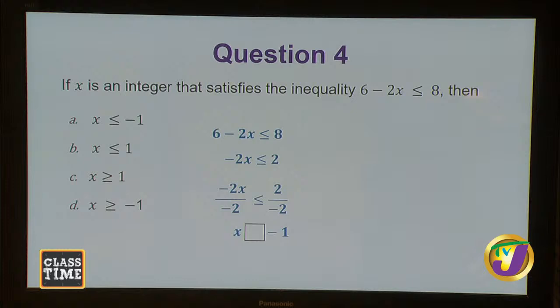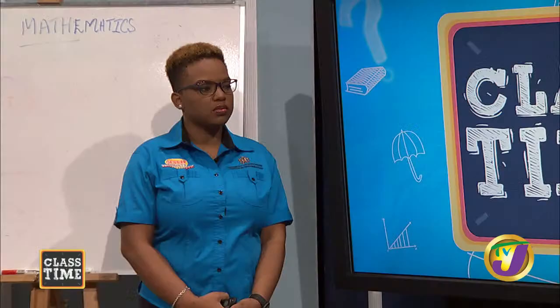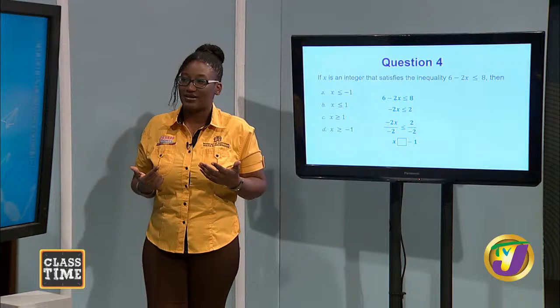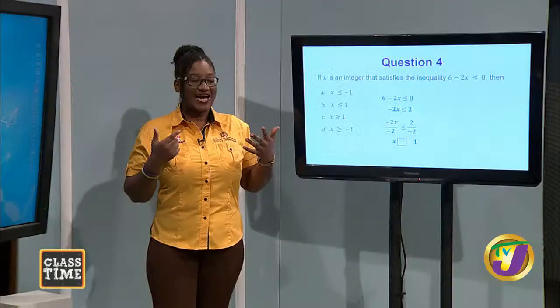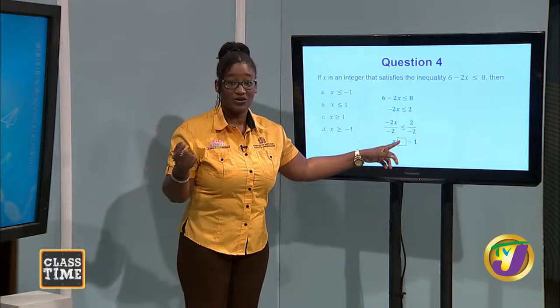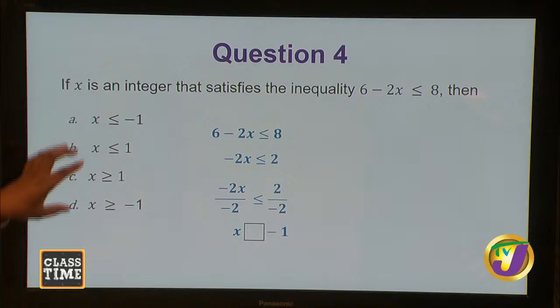So Latoya, here's the thing. I remember something about what happens when you divide an inequality by a negative number, but I can't quite remember it right now. But one thing I know, based on what I have, x is either greater than or equal to or less than or equal to, we're not sure yet, but negative 1 is here. And so I could look back at my options and see options that could be eliminated.